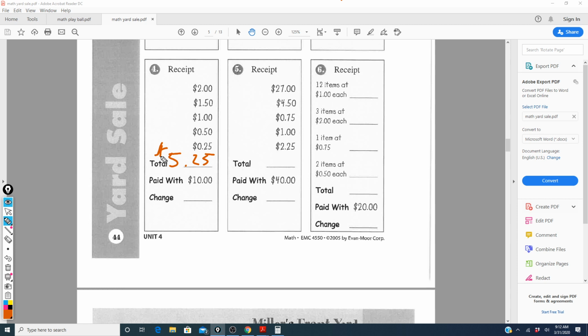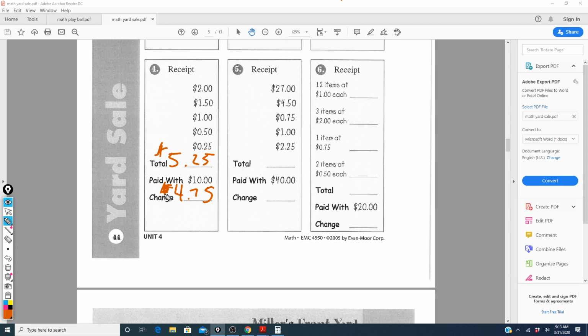When you subtract your $10 minus your $5.25, I'm going to do this in my head because I'm not going to spend too much time with this. 10 minus 5.25 is $4.75.